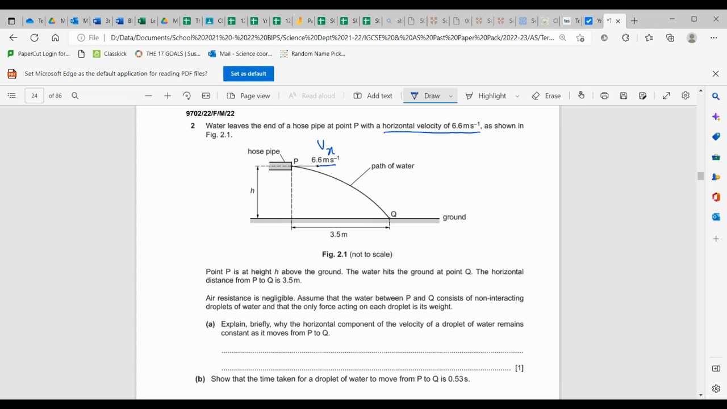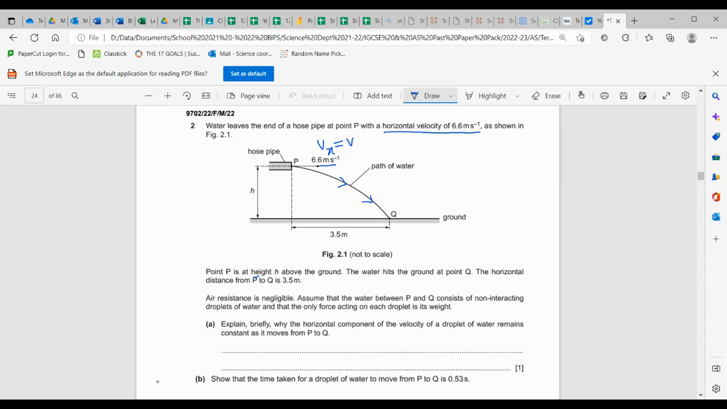But one important thing to note here is that this is the entire velocity which water has at this point. So the only component this water has is its horizontal component. So at this point, this is the entire resultant velocity. It has 6.6 meter per second in the horizontal direction. And you can see clearly from the figure that as the water falls down, as it comes out of the hose pipe, it takes a trajectory, a projectile path, and goes all the way from point P to point Q, which is on the ground, which is how you would expect water to fall down.